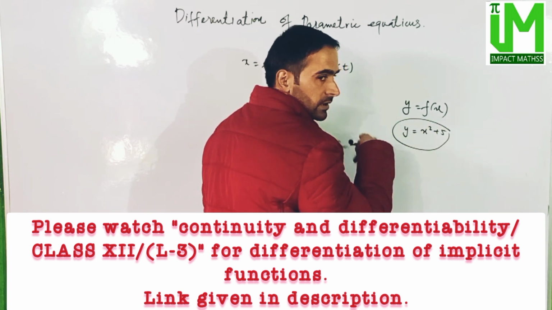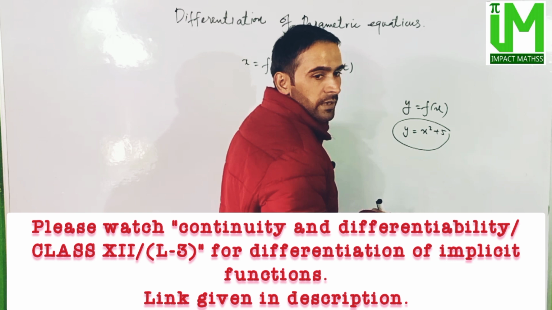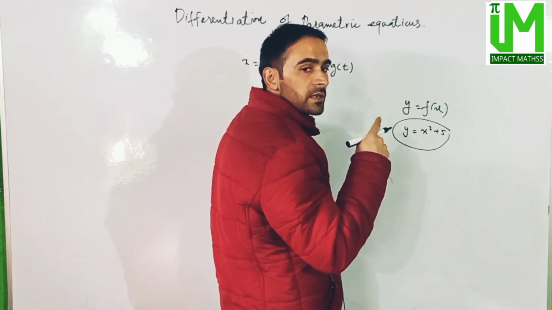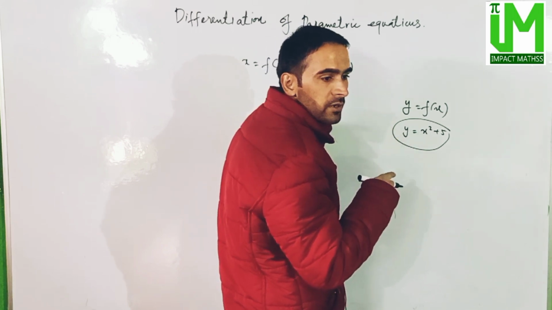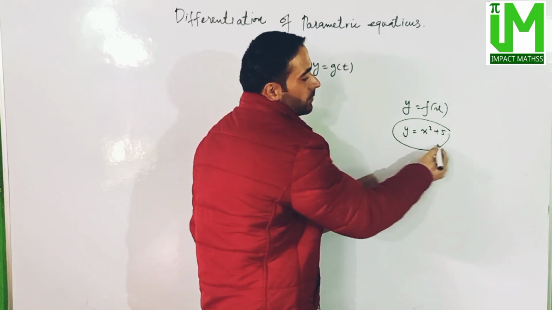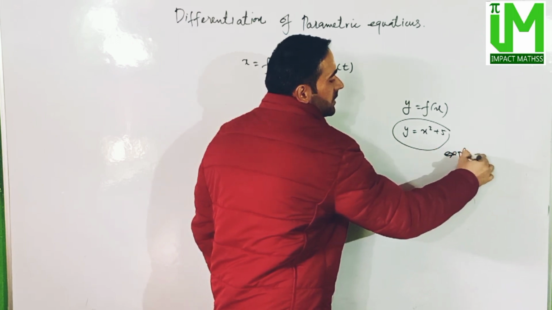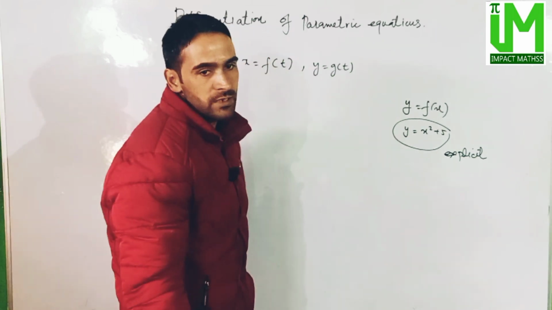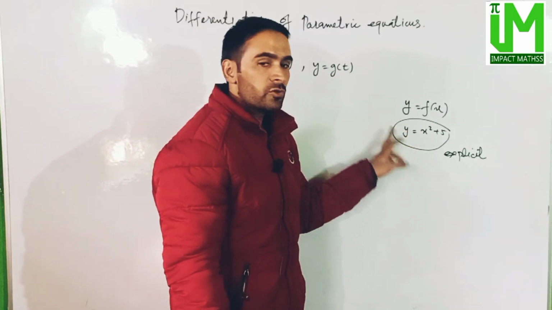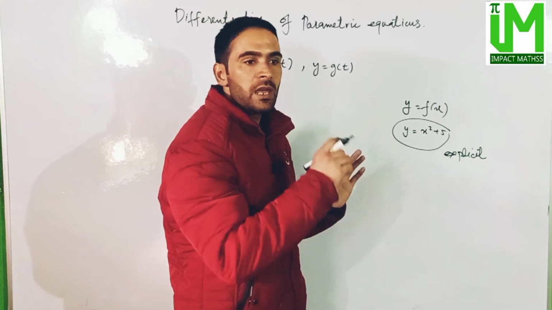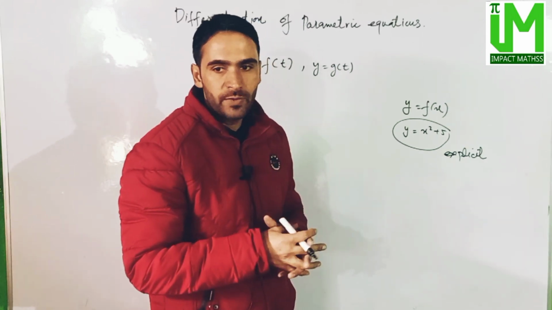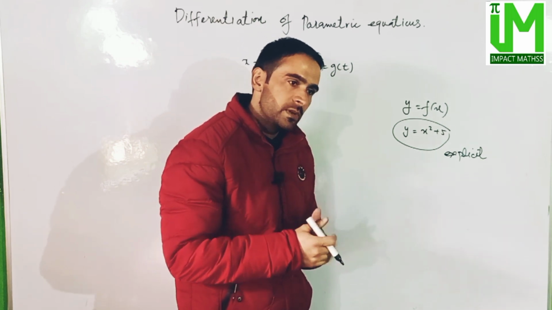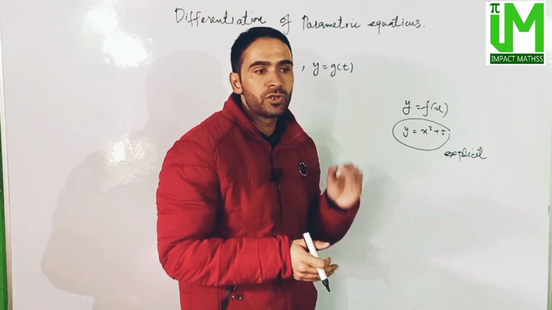it is a direct relation between the dependent variable and the independent variable. In these cases it was easy to separate the dependent variable from the independent variable. So y is equal to x square plus 5 was called an explicit equation or explicit function. Explicit function simply means that we have a clear, visible relation between the dependent variable and the independent variable. And we have already seen its differentiation.